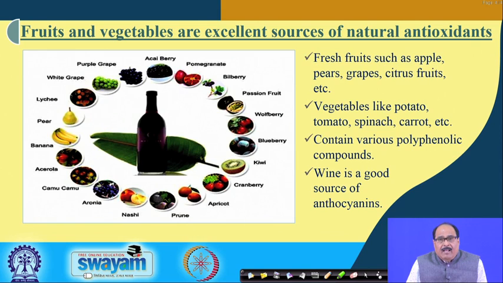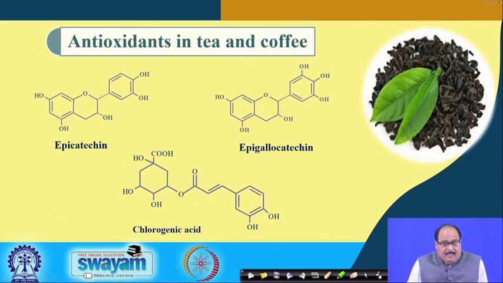Fruits and vegetables are excellent sources of natural antioxidants. Fresh fruits like apple, pears, grapes, citrus fruits, etc. Vegetables like potato, tomato, spinach, carrot, all these contain a lot of antioxidants. The common antioxidant compounds in these fruits and vegetables are phenolic compounds. Wine is a good source of anthocyanins, which are other good antioxidants.